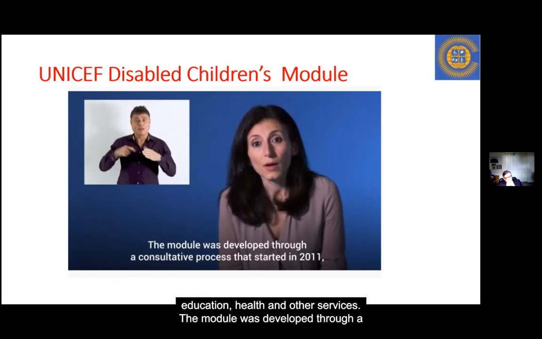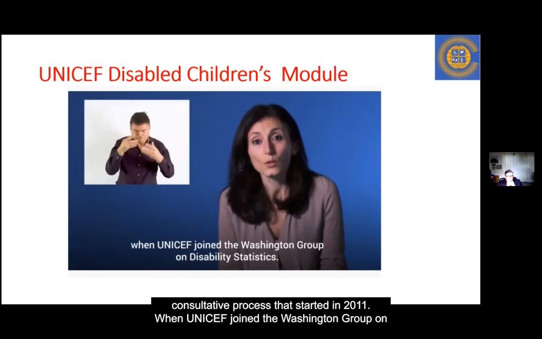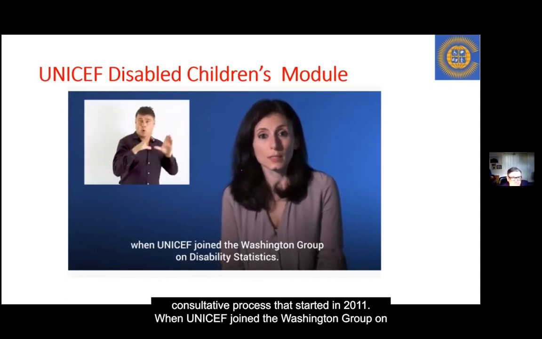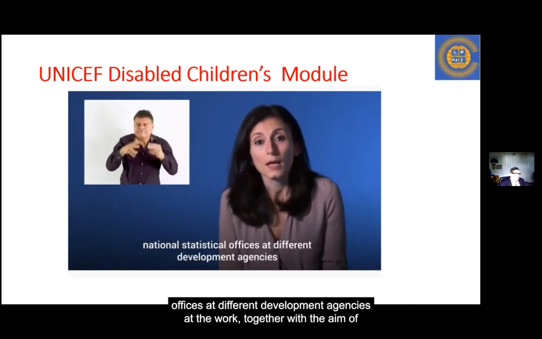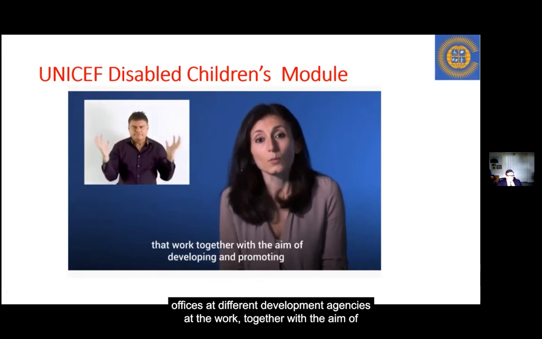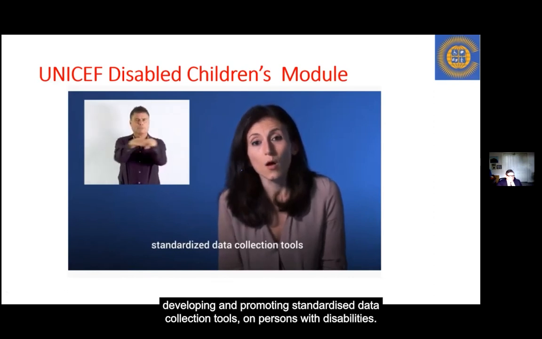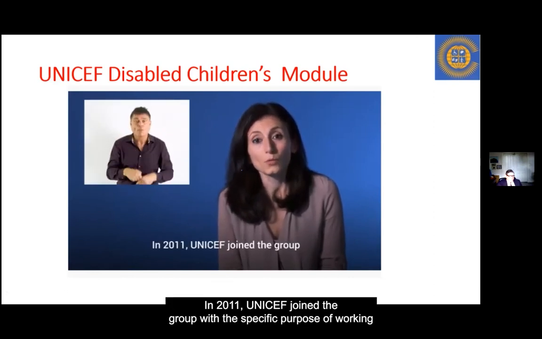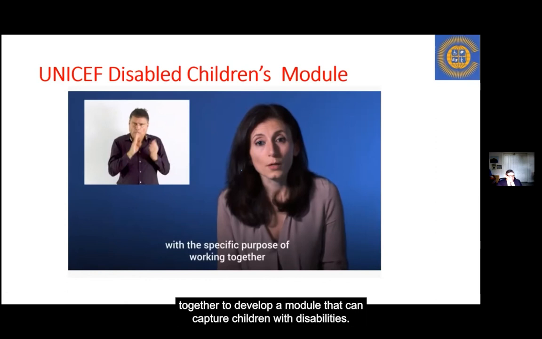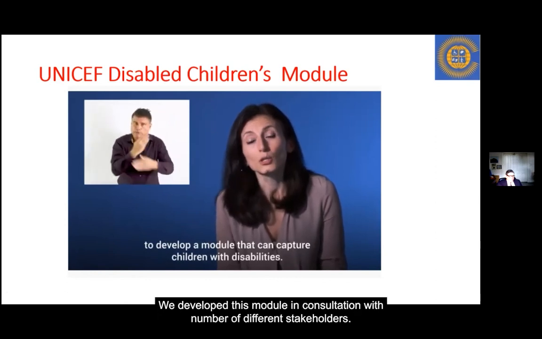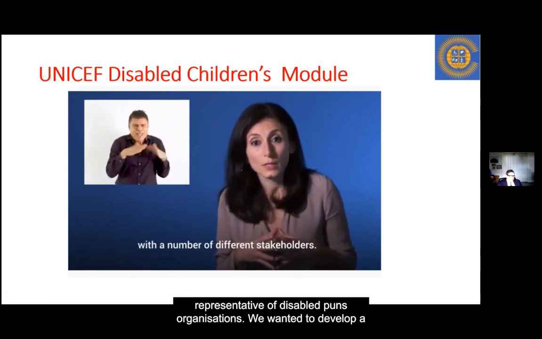The module was developed through a consultative process that started in 2011, when UNICEF joined the Washington Group on Disability Statistics. The Washington Group is comprised of national statistical offices and different development agencies that work together with the aim of developing and promoting standardized data collection tools on persons with disabilities. In 2011, UNICEF joined the group with the specific purpose of working together to develop a module that can capture children with disabilities. We developed this module in consultation with a number of different stakeholders.